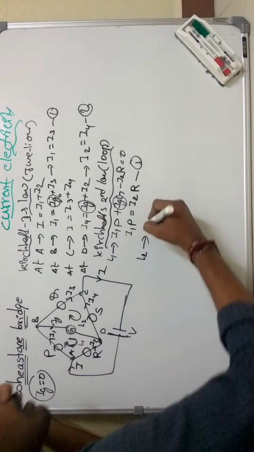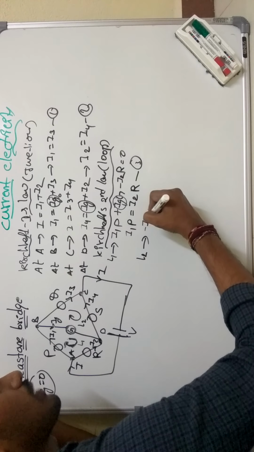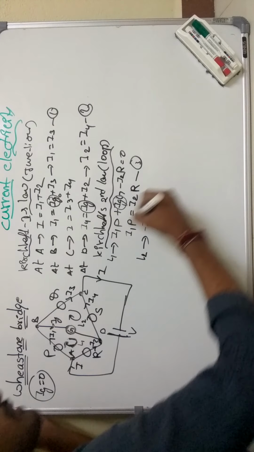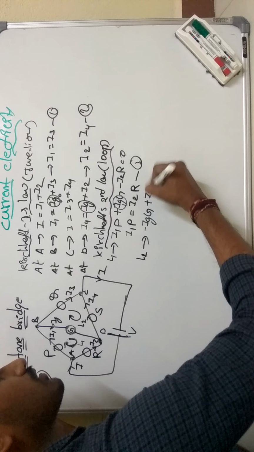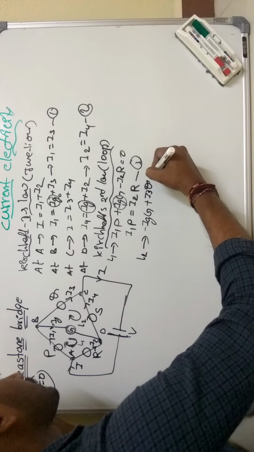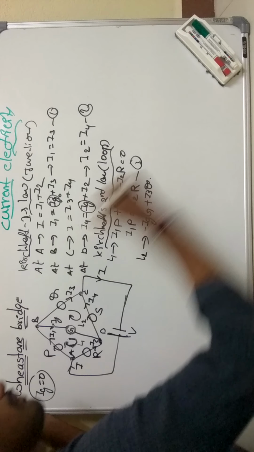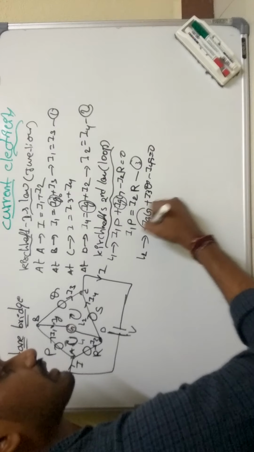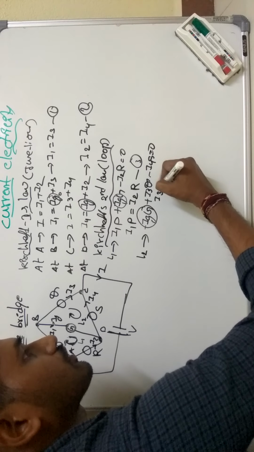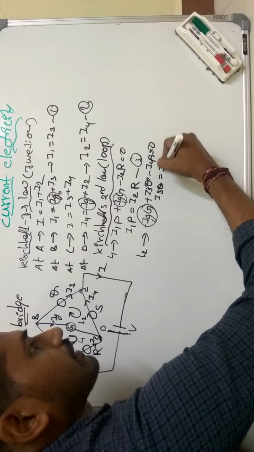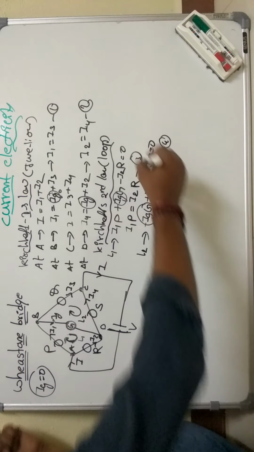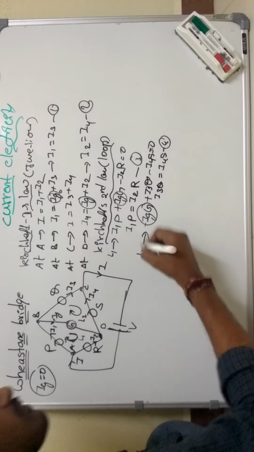So Ig will be in the opposite direction of the arrow mark, so Ig into G. Then I3 will be in the same direction, so plus I3 into Q. Then I4 will be in the opposite direction, minus, so I4 into S is equal to 0. The galvanometer deflection becomes 0. So I3Q is equal to I4S. This is equation number 4.